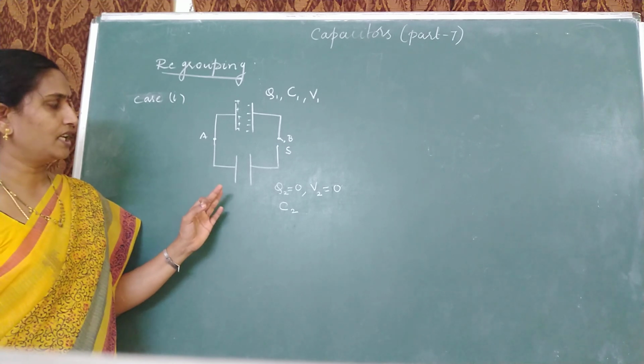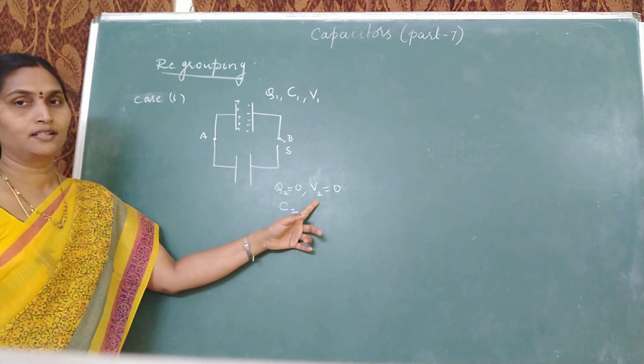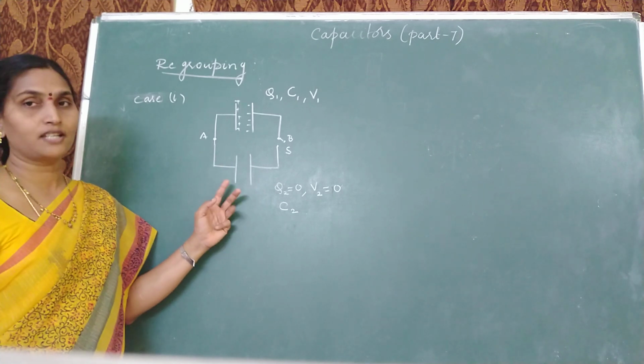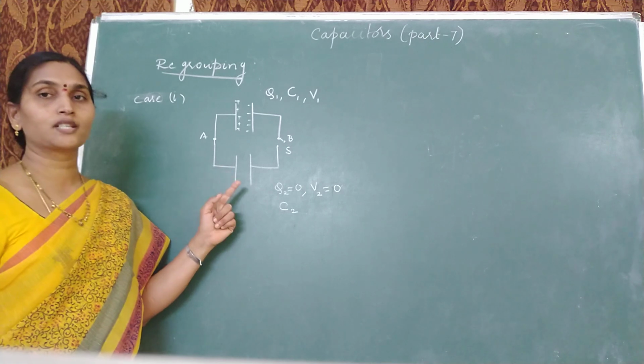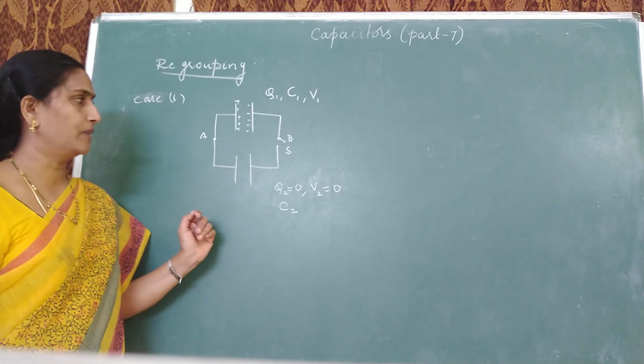So three questions can be asked. What is the common potential? How much is the charge gained by the second capacitor? Third is, what is the total amount of energy lost in the process? So let us do one by one.